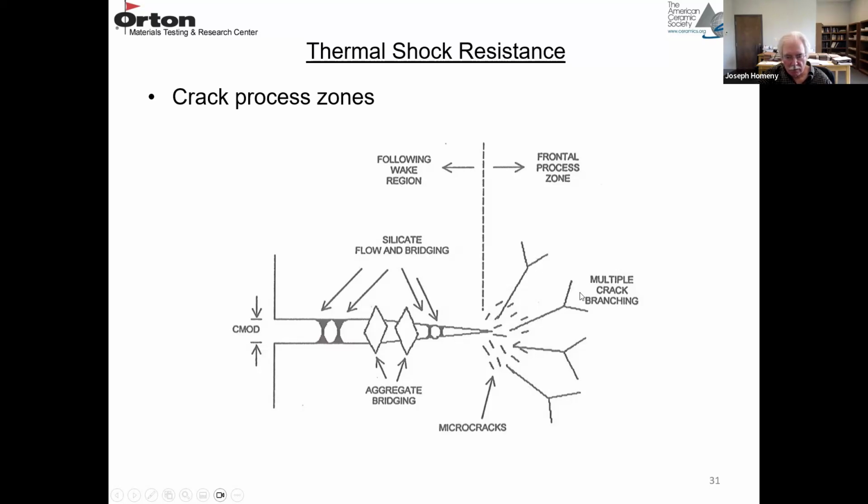So all of these surfaces that are created, all of these crack surfaces dissipate energy. And then in the wake region behind the crack, you have these coarse aggregates that bridge the crack. At high temperatures, you have a viscous silicate liquid that flows and bridges the crack. And CMOD is the crack mouth opening displacement. That's the crack width.